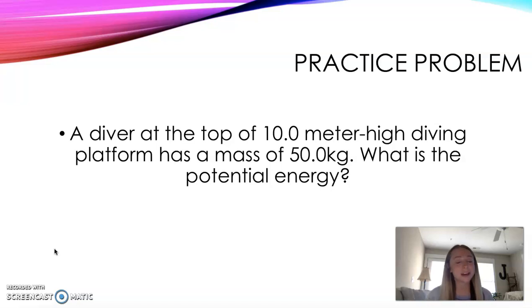So once you get back from this practice problem, you should have on a piece of paper that it's 10 times 9.8 times 50, and your answer should be 4,900 joules. Hopefully you got that one correct.